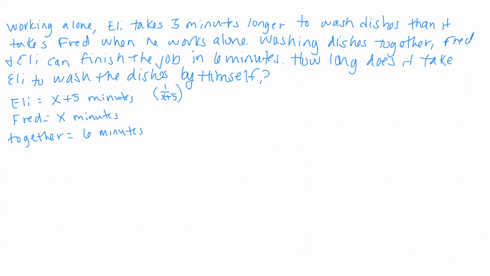Parts of the job would be completed in 1 minute for Eli. 1 over x parts of the job would be completed in 1 minute for Fred. And 1 over 6 parts of the job would be completed in 1 minute if they work together. So we have 1 over x plus 5 plus 1 over x equals 1 over 6. Now the LCD in this case is going to be 6x times x plus 5.